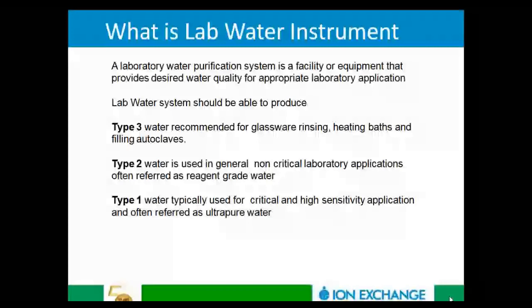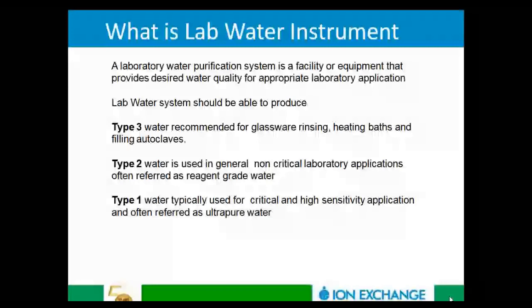Hence, the water in the lab is broadly classified as type 3, type 2, and type 1. In this slide, I have not given the exact specification, which you can get on the net if you follow standards like ASTM, the American Society for Testing of Materials, or the NCCLS, which is for pathology labs, or the pharmacopoeia of various countries. For example, the USP talks about purified water and reagent water. The Japan pharmacopoeia talks about water for chromatography application.